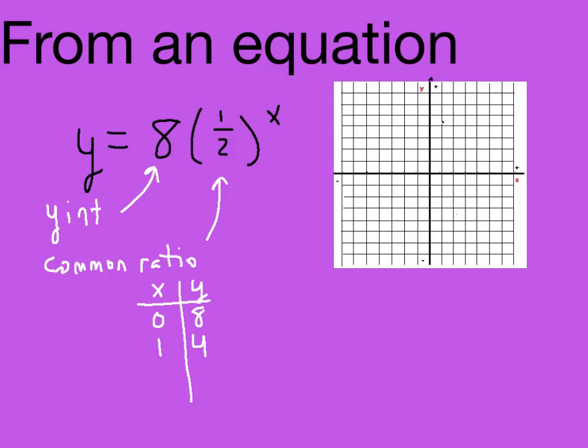Then I want to go back again and say, okay, when I move over to 2, again, common ratio is 1/2. 1/2 of 4 is 2. So my next point would go in at 2, 2. Going back over to 3, 1/2 of 2 is 1. So we would go over at 3, 1. And now we have enough points where we can draw this in. And it would look something like this for a decay graph.